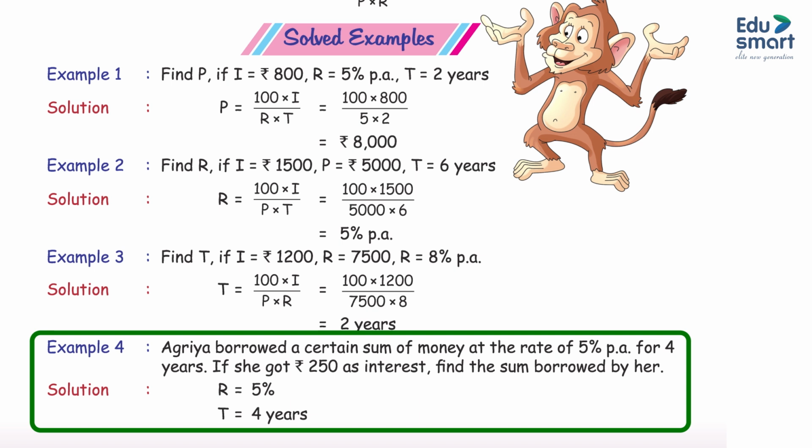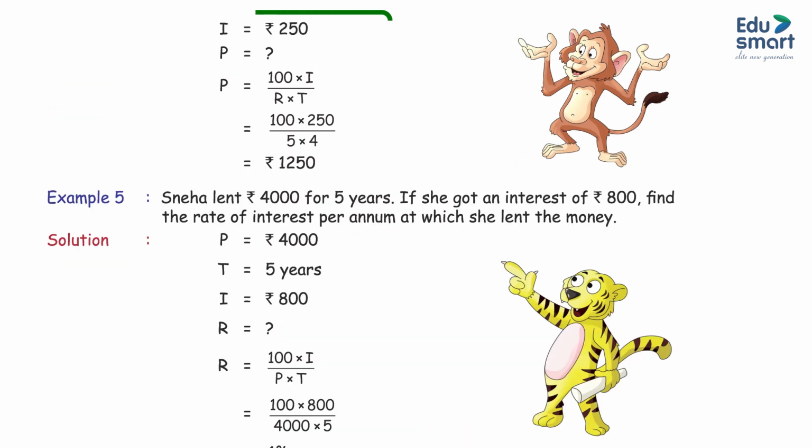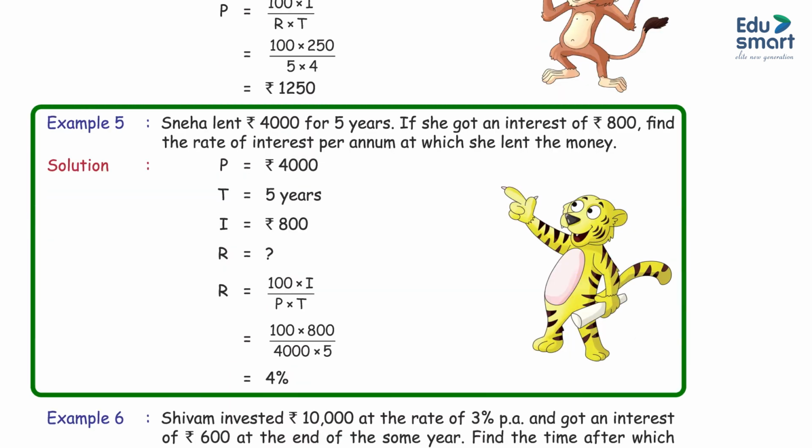Solution: R equals 5%, T equals 4 years, I equals rupees 250, P equals 100 into I upon R into T, 100 into 250 upon 5 into 4 equals rupees 1250. Example 5. Sneha lent rupees 4000 for 5 years. If she got an interest of rupees 800, find the rate of interest per annum at which she lent the money. Solution: P is 4000 rupees, T 5 years, I rupees 800, R equals 100 into I upon P into T, 100 into 800 upon 4000 into 5 equals 4%.